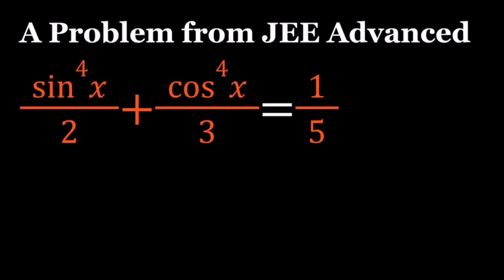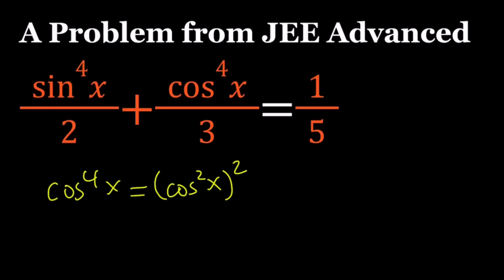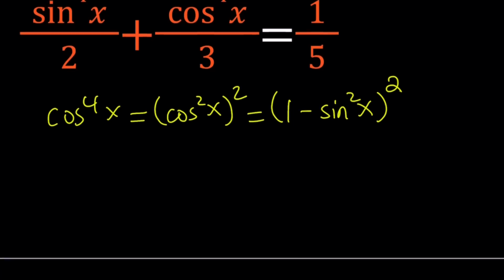We're going to write the cosine x to the fourth power as cosine squared squared. And since we have this famous Pythagorean identity, sine squared and cosine squared add up to 1. So cosine squared can be written as 1 minus sine squared x. Hopefully you know that. If you're doing trigonometry, that's super important.